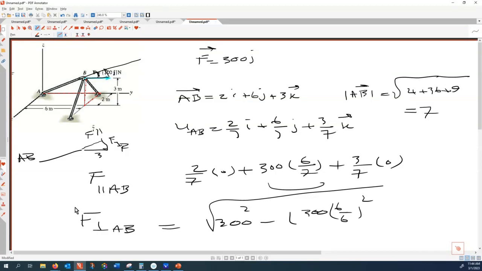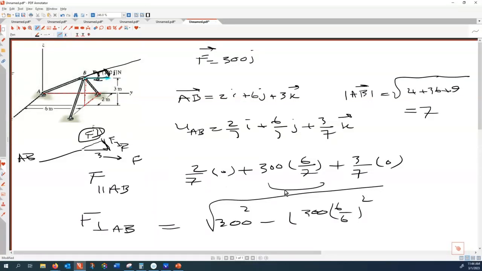Which one are we supposed to find? With that Pythagoras theorem, this is the force itself, F. This is the one parallel, the adjacent is parallel. So this is the parallel, and this is the perpendicular, and that's the force itself.